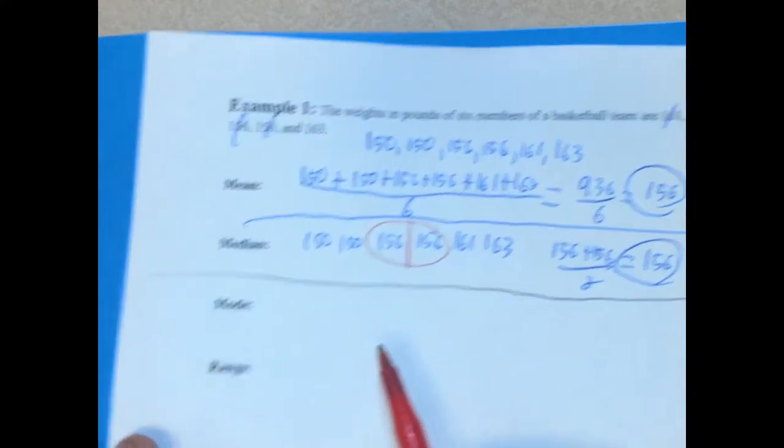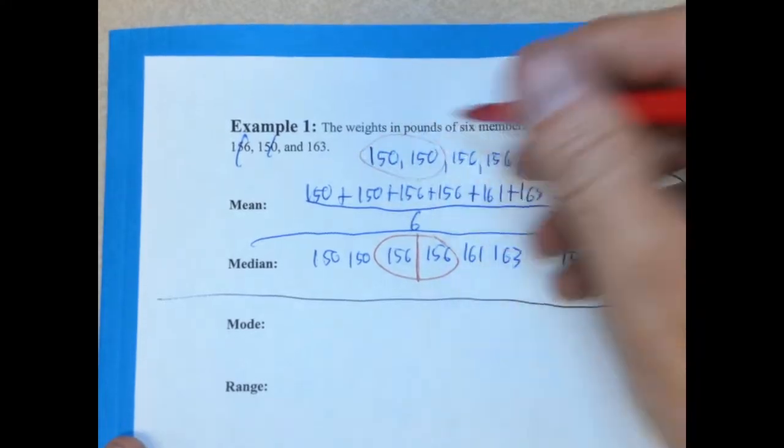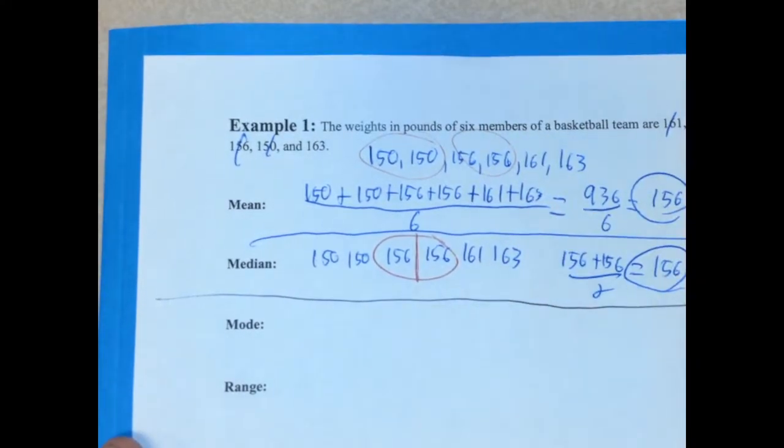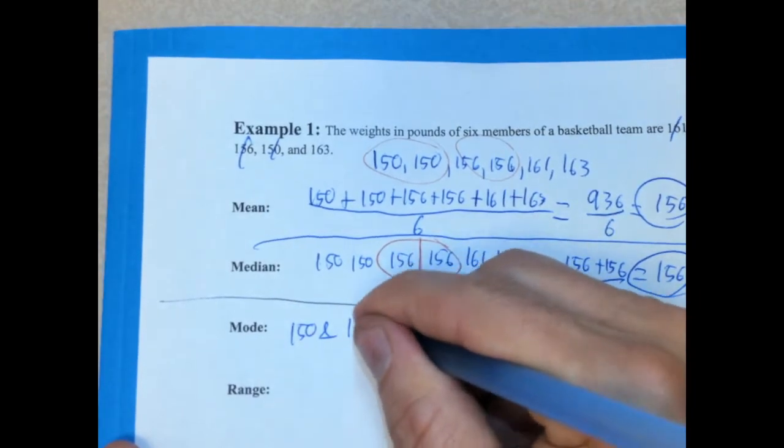Now, the mode is the number that happens the most. And that's actually a tie between 150 and 156. So the mode is two values. We're going to say 150 and 156.